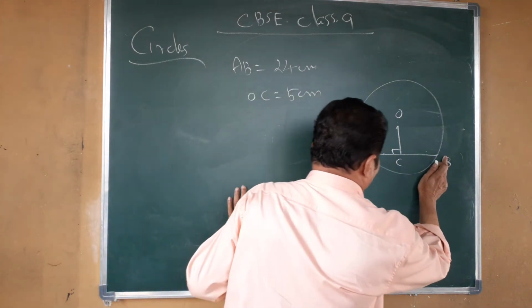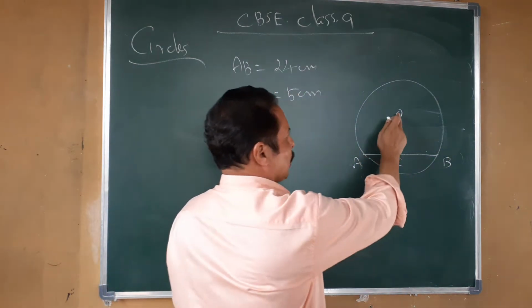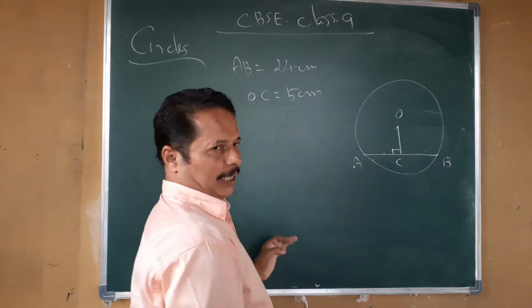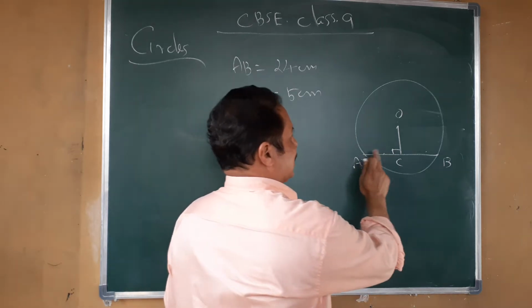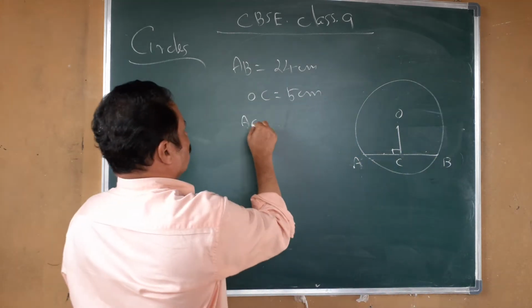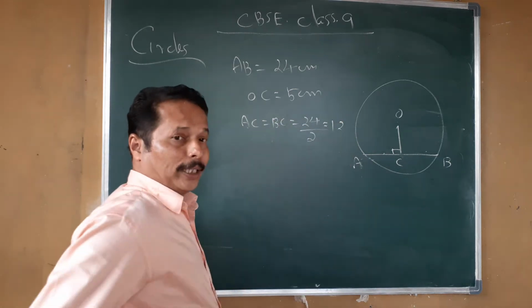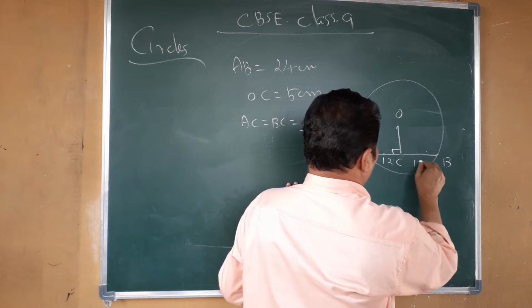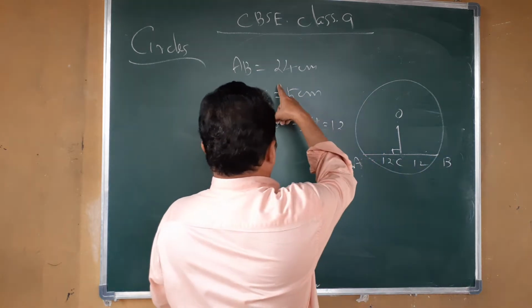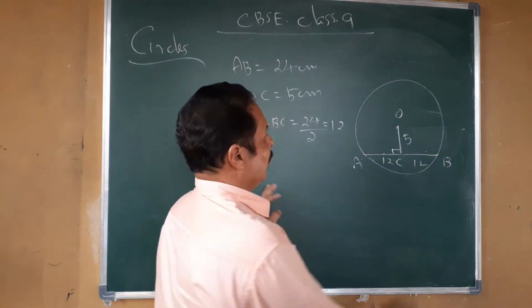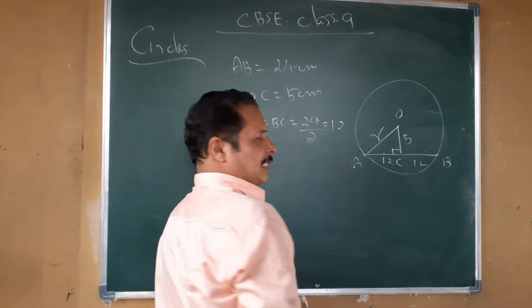Now AB equal to 24. OC, given that it is perpendicular. Perpendicular means AC equal to BC. So AC equal to BC equal to 24 divided by 2 equal to 12. So this is 12, this is also 12. And OC is given as 5. And this is the radius of the circle.